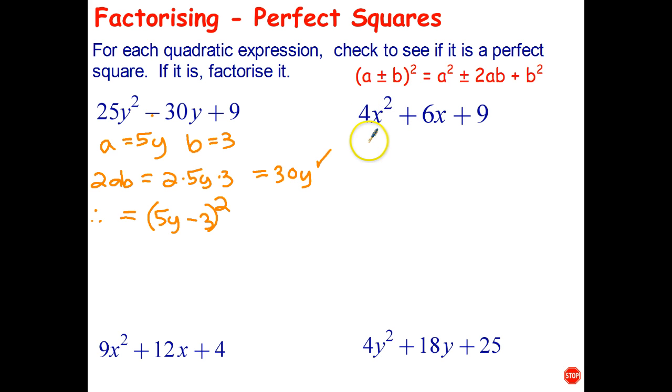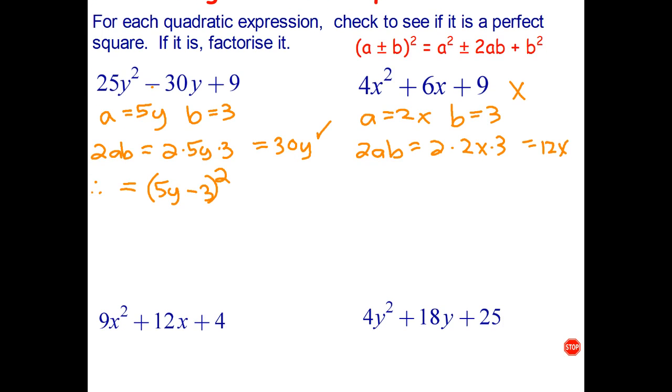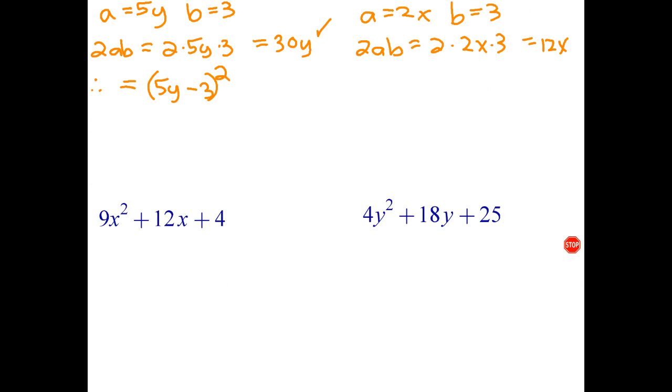Well, if that's equal to a squared, then a has to be 2x. If that's equal to b squared, b has to be 3. And then 2ab has to be 2 times 2x times 3. Well, 2 times 3 is 6, times 2 is 12x. So the middle term has to be 12x, and it's not. So that one's not a perfect square, and therefore we can't factorize using this particular pattern. Again, it may be factorizable. It can be factored using another rule, but not by using this rule.